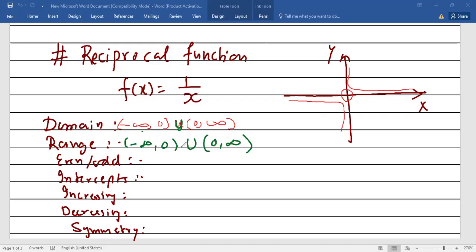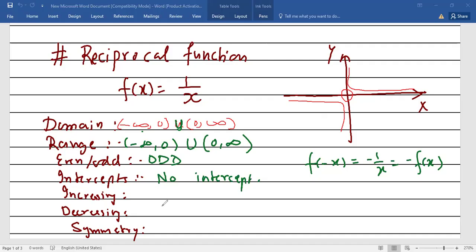Very good. Then whether it is odd or even or neither. It's odd. Because if you put x as negative x, f(-x) is negative 1 by x, that is minus f(x). So it is an odd function. Okay, intercepts? It does not touch the x-axis, it does not touch the y-axis. So there is no intercept at all.